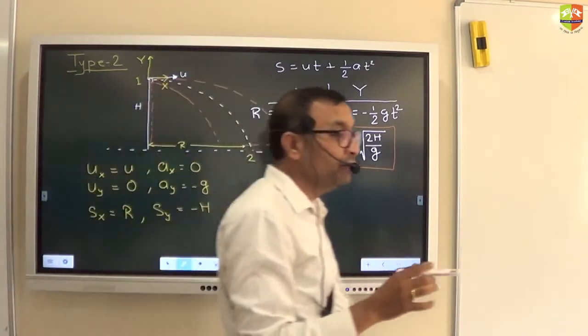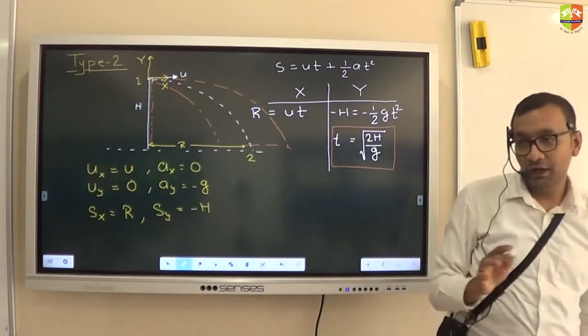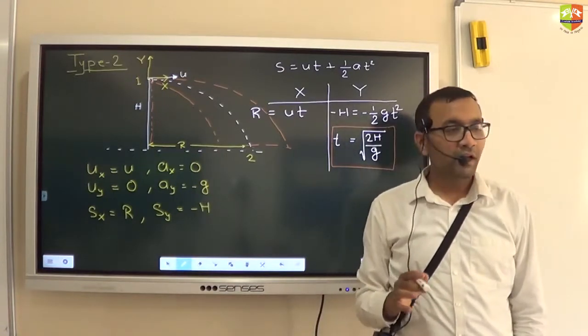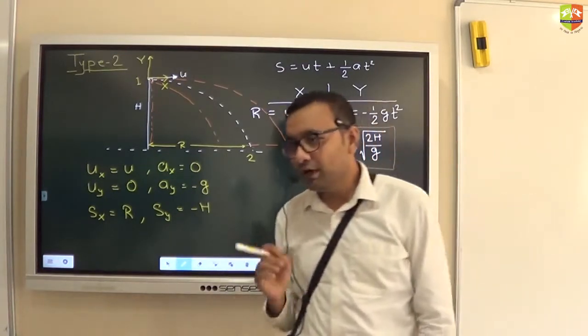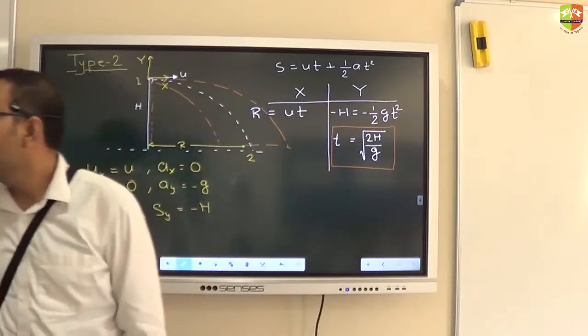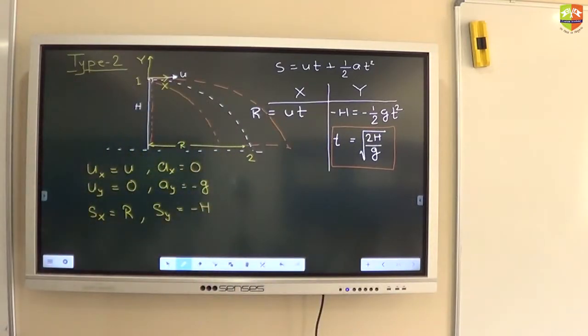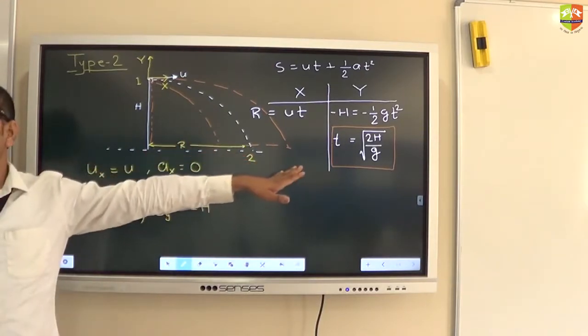Remember, we are ignoring what? Air drag, air resistance. In reality, there might be small deviation because of air drag, but if air is not there, then all of them will hit the ground simultaneously. Fine. So this is my time of flight.